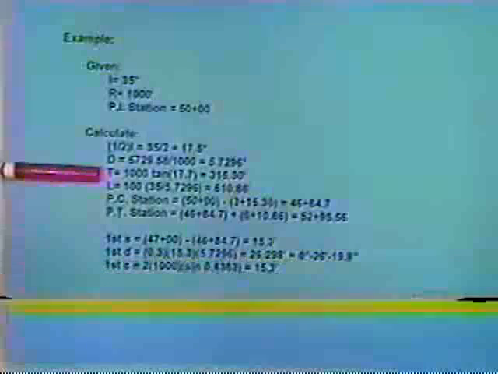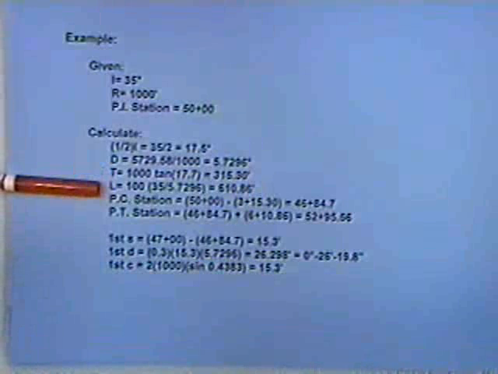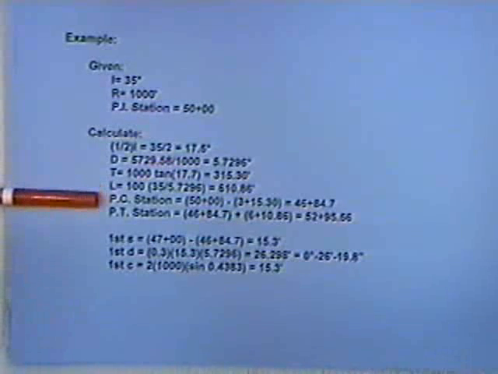So now we know where along that alignment our curve starts, and we compute the length of the curve using the next equation there. It's 100-foot stations divided by 35 degree angle divided by the degree of curvature of 5.7, and it tells us that our curve is 610.8 feet in length. Okay, so now we know what the station is, or the reference point for our point of curvature, 50 minus the 3 plus 15, and if we then take that reference point and add to it the length of that horizontal curve, we know what the station is where our point of tangency begins again.